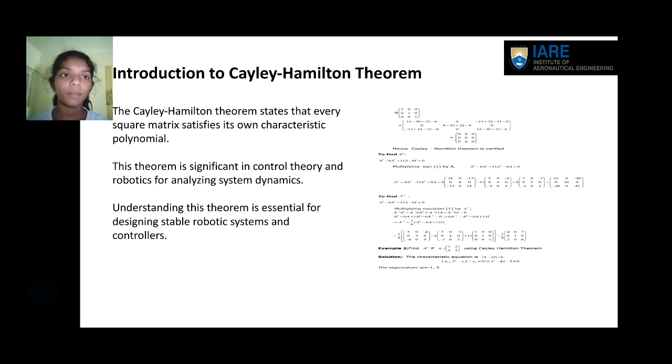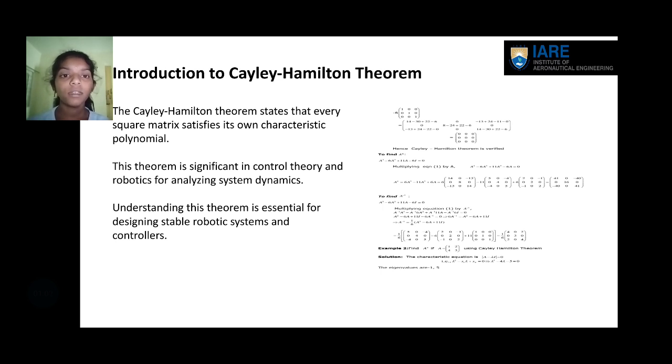Introduction to Cayley-Hamilton theorem. The Cayley-Hamilton theorem states that every square matrix satisfies its own characteristic polynomial. If the characteristic polynomial, that is lambda cube minus s1 lambda square plus s2 lambda minus s3, is equal to 0, if lambda equals a, then that matrix satisfies its own characteristic polynomial.